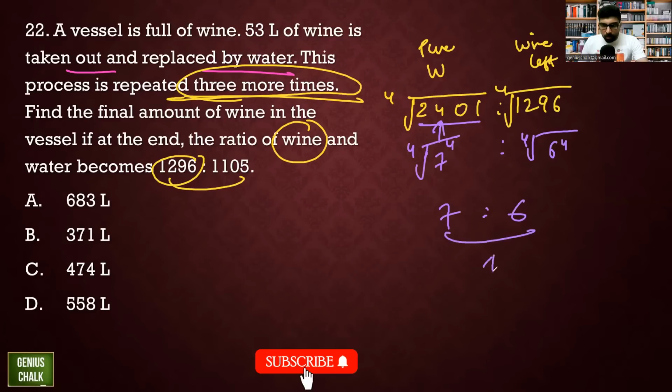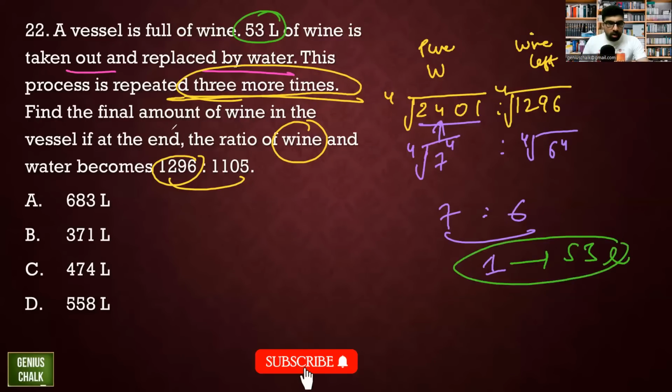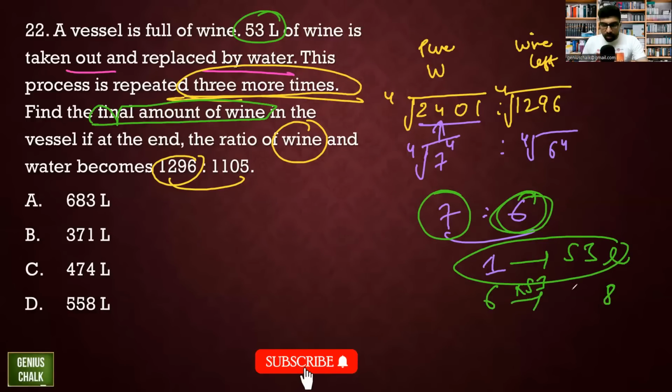What am I replacing? I am replacing one quantity, which is given as 53 liters here. So 1 unit is 53 liters, asking the final amount of wine in the vessel. In the previous question, initial was asked, in this, final. So this is 6. The 6 value will be 6 into 53. 3 6s are 18, and 3 5s are 15 plus 1, 6 are 30 plus 1, 31.